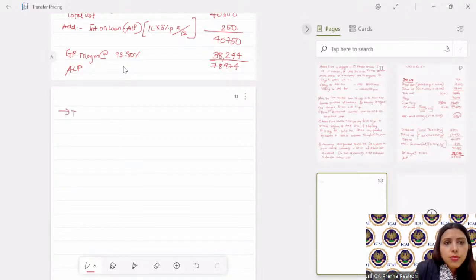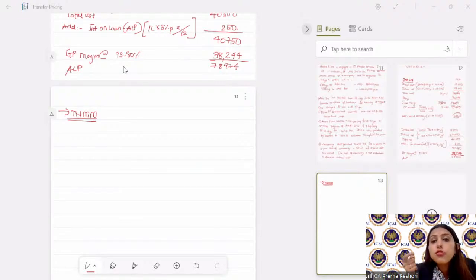The first one we are going to talk about is the transactional net margin method. As the name suggests, this is taking into consideration not the gross profit margin, but the net margin. Now, you will be asking the question, ma'am, net margin on sales or net margin on purchases? It depends on the kind of the entity and the nature of the transaction to be examined. On that basis, you will decide whether it will be net margin on sales or net margin on purchases.